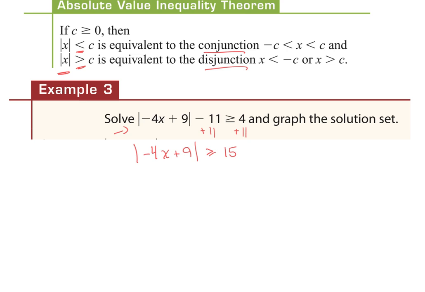And then once you have that, it's going to be exactly the same that we've already done. You're going to set up those two inequalities. That greater than is going to create a disjunction. So this is going to be an or problem, and then you're just going to solve it just like you would the other problems that we've already done.